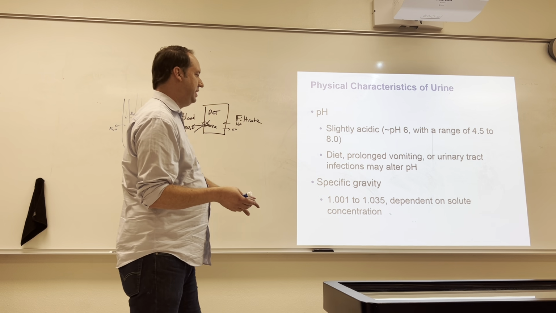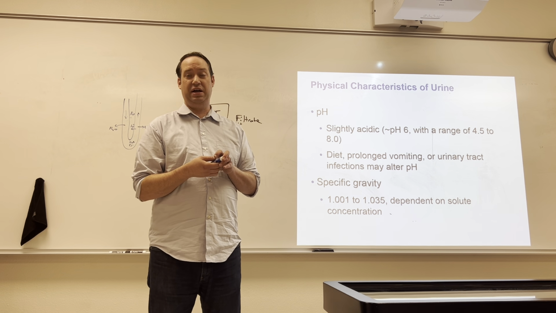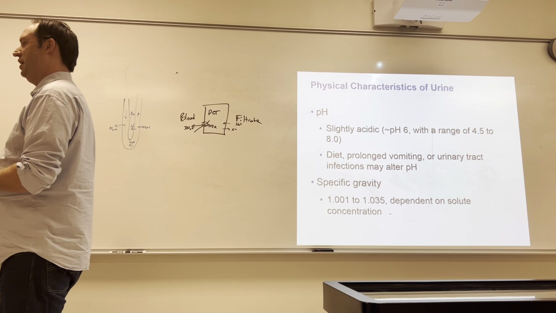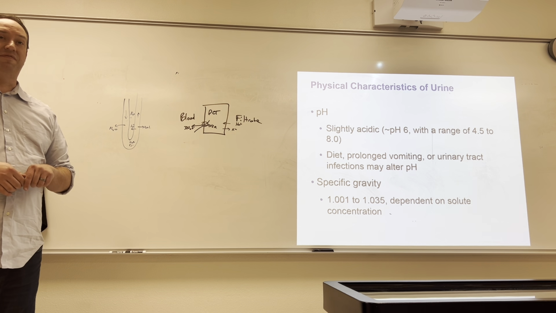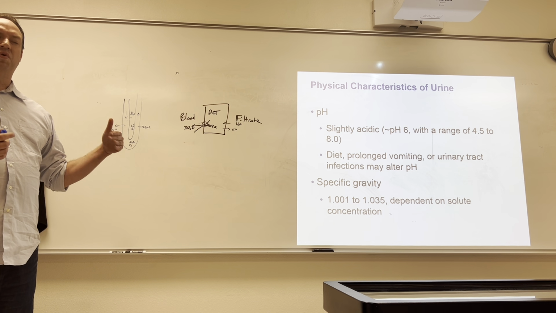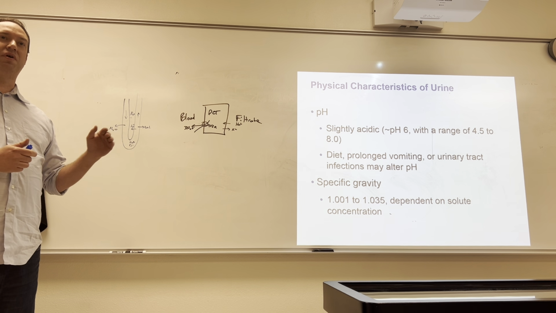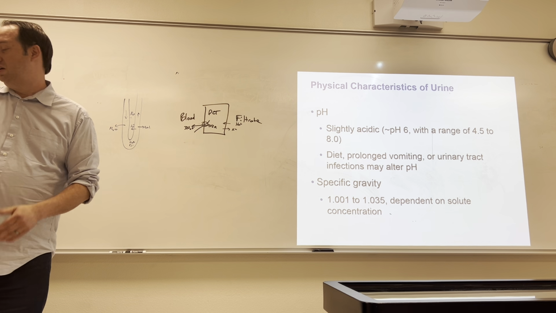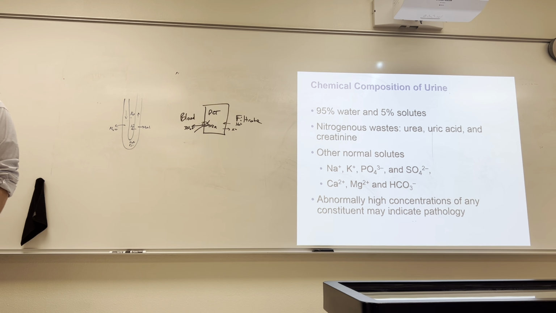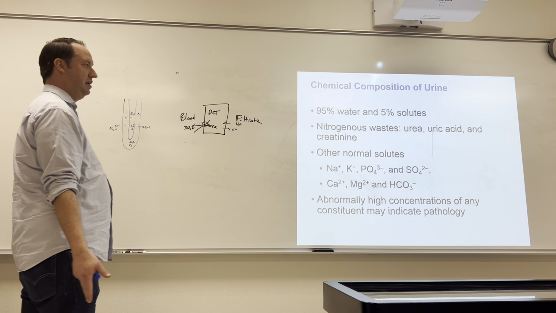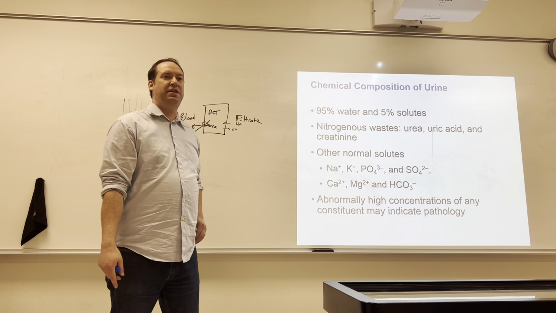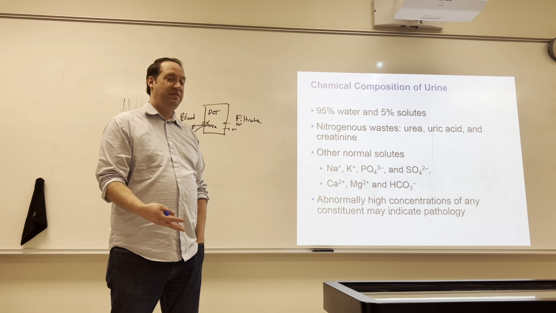The specific gravity is a measure of how much stuff is dissolved in the urine, and usually it's between 1.001 and 1.035. Water has a specific gravity of 1, so that's slightly more concentrated than water, not a lot. That's because urine is about 95% water. There's about 5% stuff in your urine, like waste products: urea, uric acid, creatinine, and electrolytes. That's pretty much it. Most of it's water.